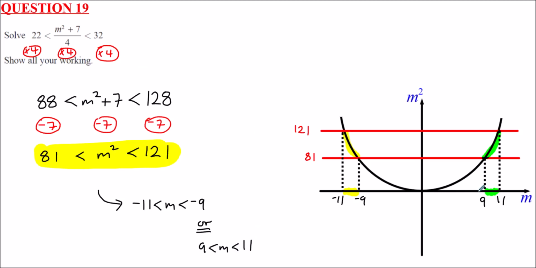So I do think a diagram makes this 10 times easier, just to picture the numbers and what's going on. That's question 9 done and dusted.